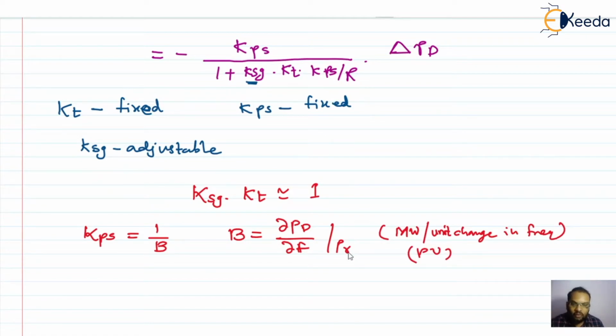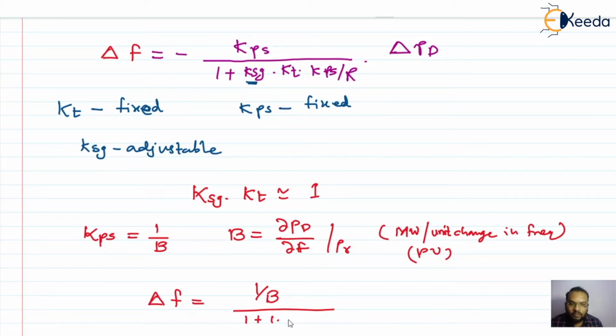Now this term, del F, becomes KPS, which we put equal to 1 upon B, divided by this KSG KT becoming 1. So we get here 1 plus 1, into that KPS, which is nothing but 1 upon B.